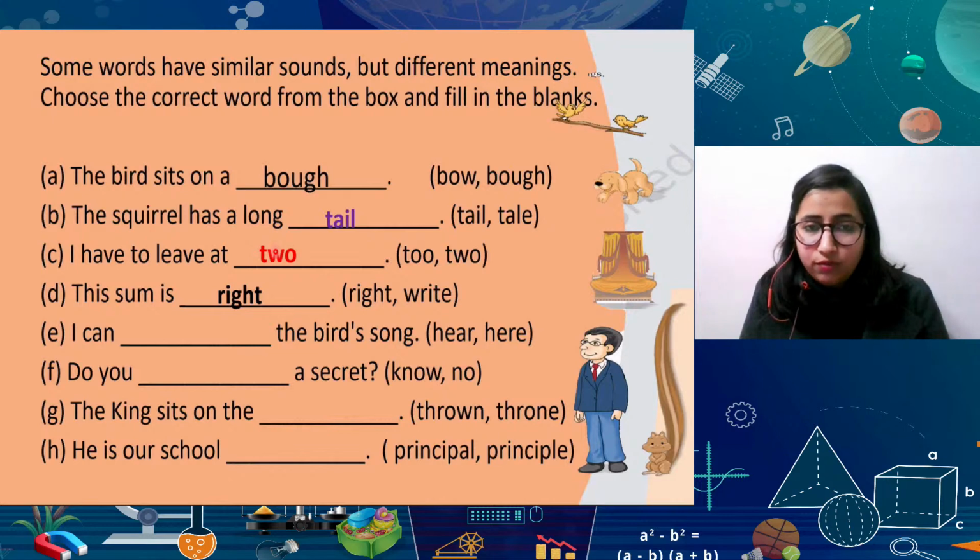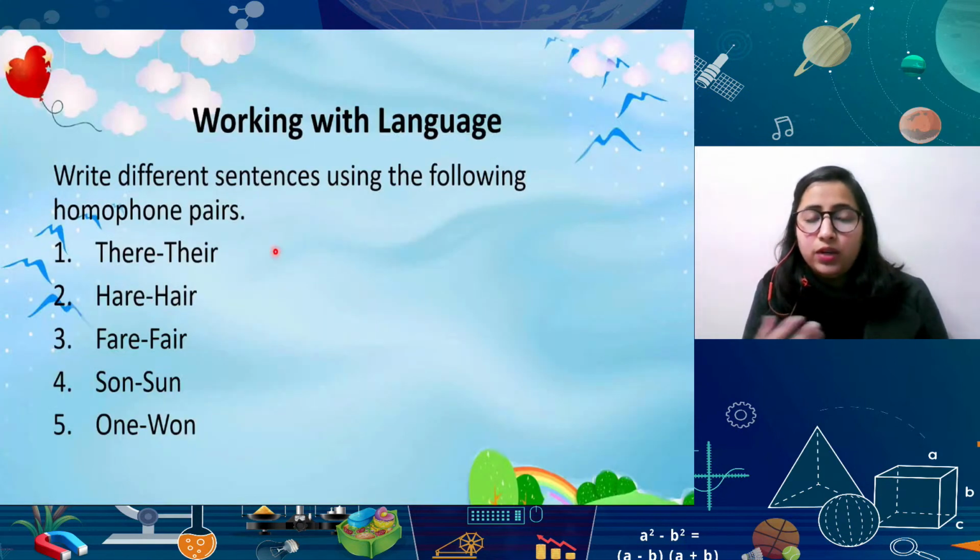The last one I am going to do for you is, I can dash the bird's song. Here, hear. Both times I can hear the same sound, like you saw me using the word here. So I can hear the bird's song. So I use the spelling H-E-A-R there.